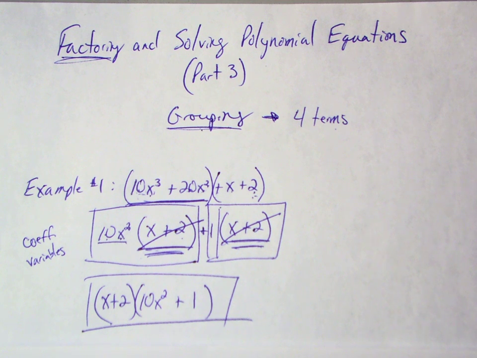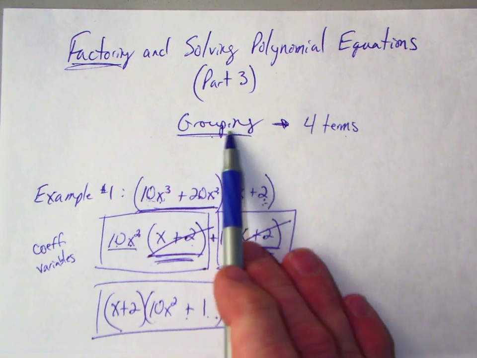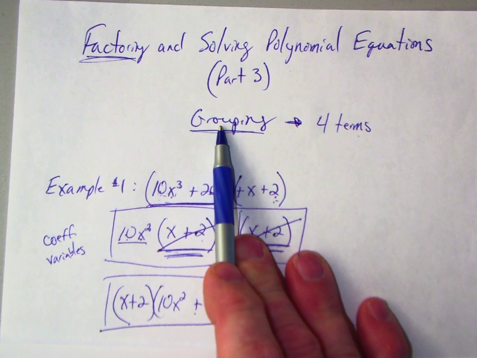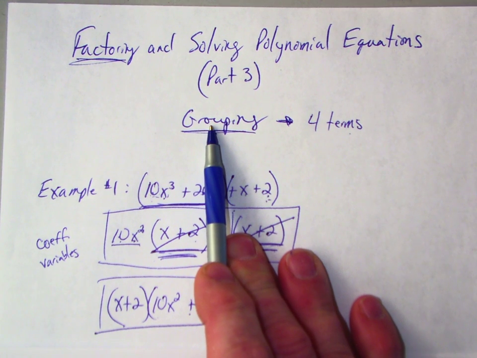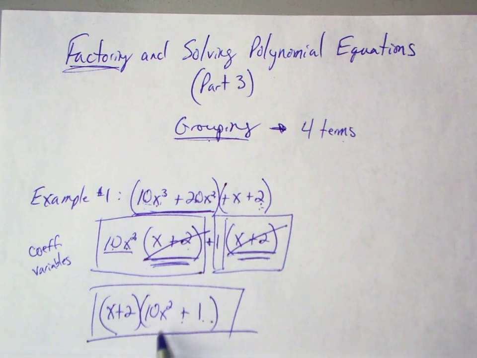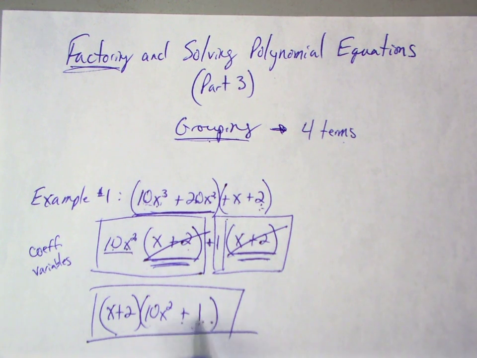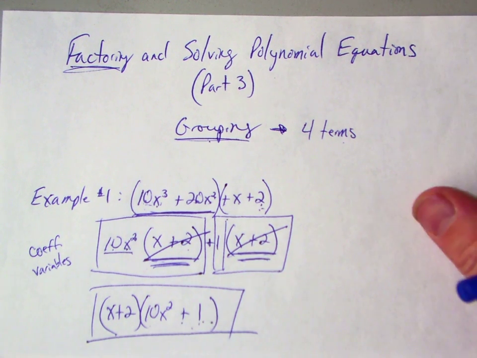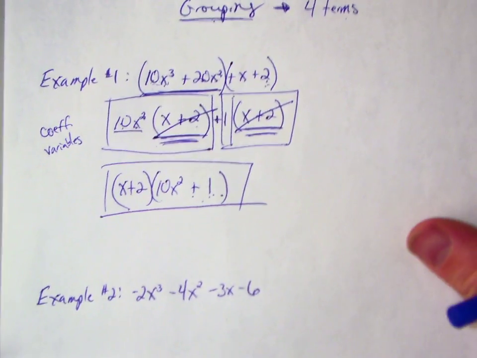Now sometimes, depending on what we're left with, we could end up factoring it some more. But right now, I'm just showing you the basic steps of factoring by grouping. When we get to the part 5 video, I will show you any special cases where this can be factored further. In this case, it can't, but sometimes there will be. All right, example number 2.